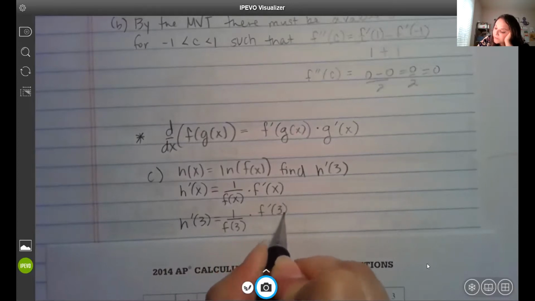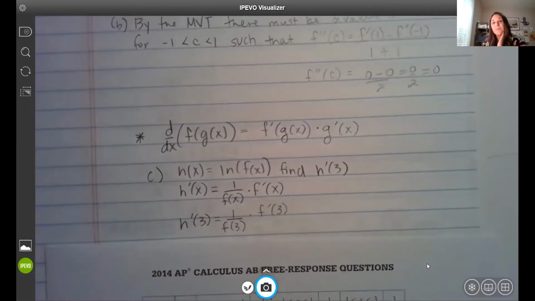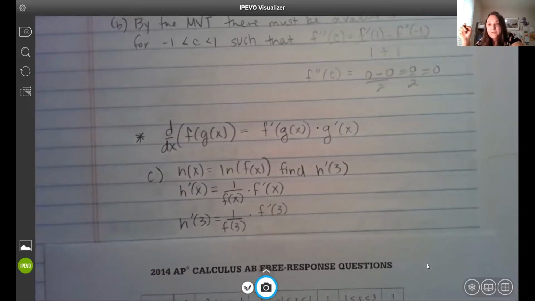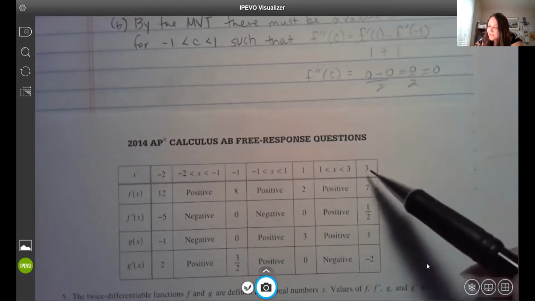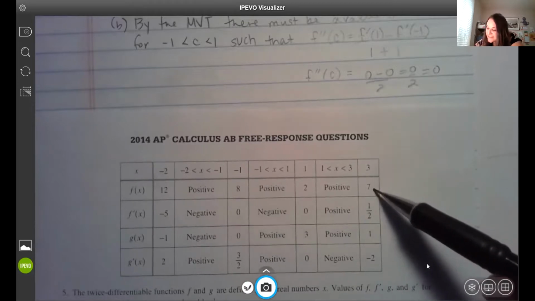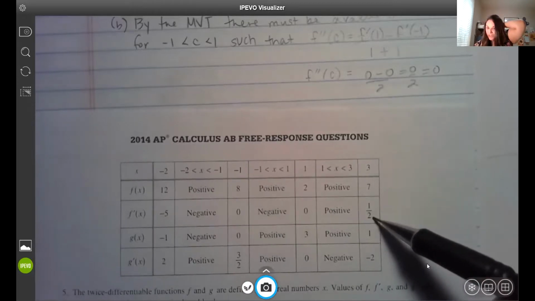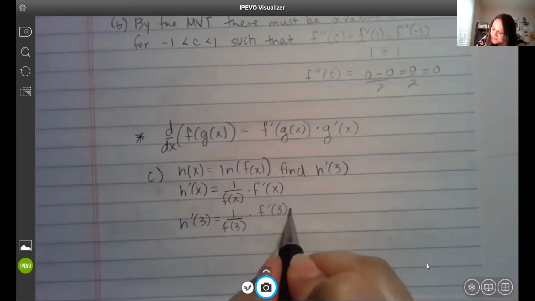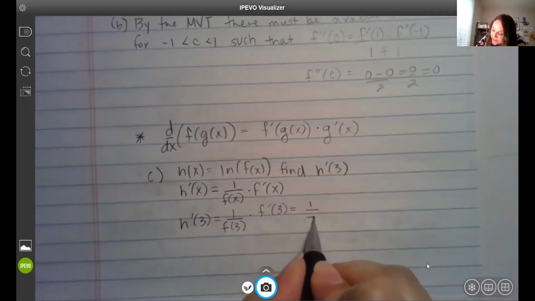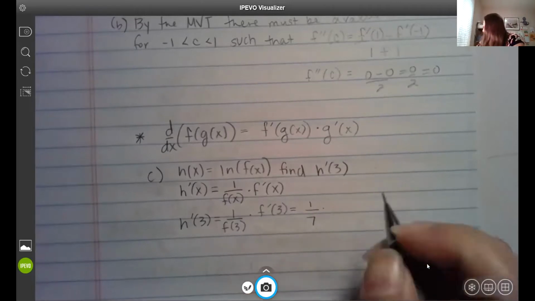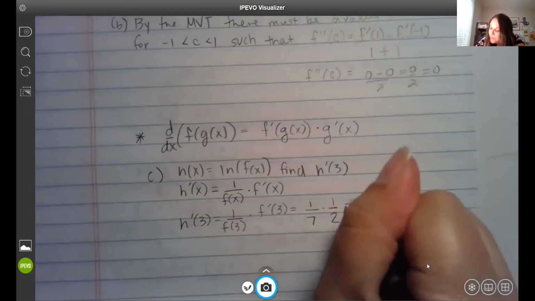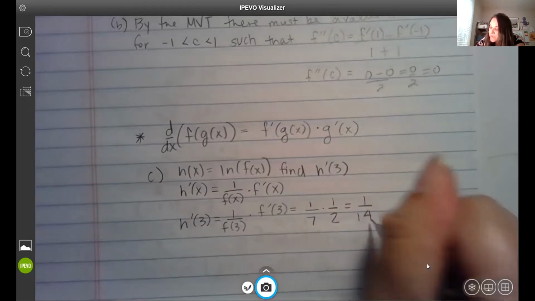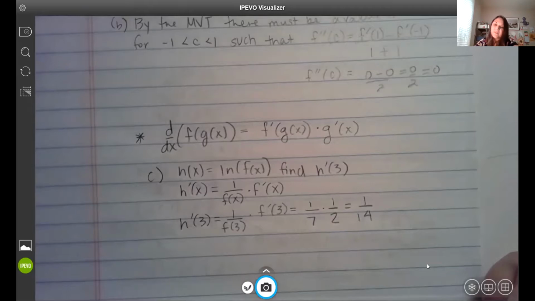And so I need a couple of pieces of information from the table. I need to know what f of 3 is, and I also need to know what f prime of 3 is. So f of 3 is at the end of the table here. f of 3 is 7, and f prime of 3 is 1/2. So f of 3 is 7, so it's going to end up being 1 over 7, and then f prime of 3 is 1/2. And so when I multiply those two together, the derivative of h at 3 is 1 over 14.